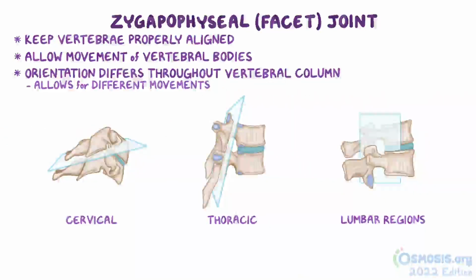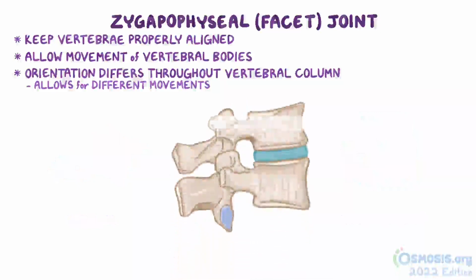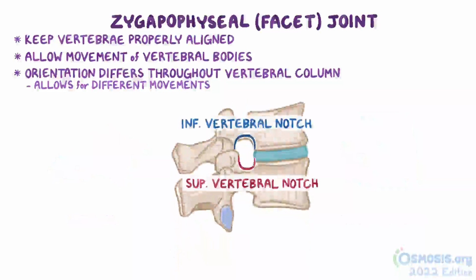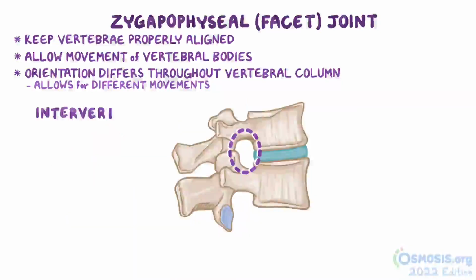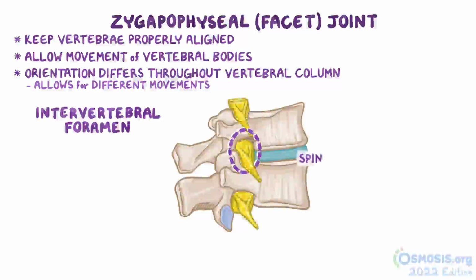While still looking from a lateral view, you can also see how the inferior vertebral notch of the vertebra on top aligns with the superior vertebral notch of the vertebra below it to form a canal called the intervertebral foramen, through which the spinal nerves pass.